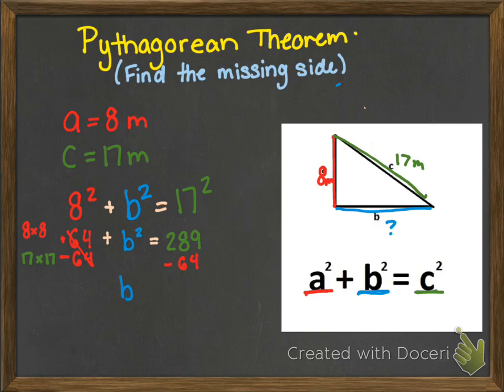So I go back to B squared equals, and then 289 minus 64 gives me a value of 225.